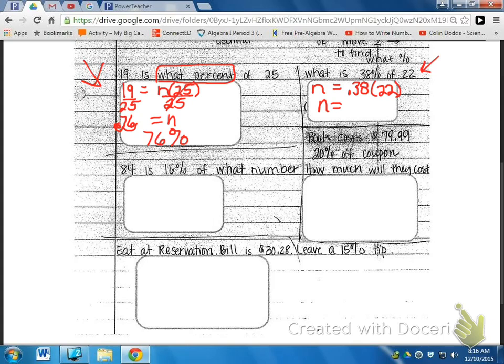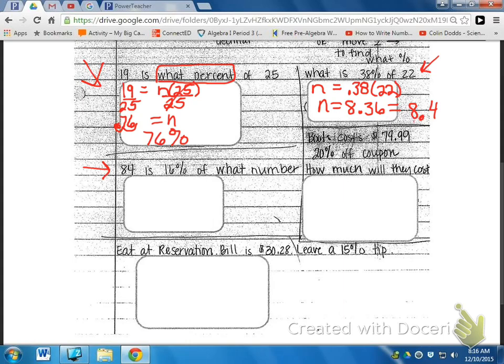So what'd you get? If you take 0.38 times 22, 8.36. If it tells you to round to the nearest tenth, then you would make that what? 8, what's the 6 tell you to do? 8.4. Alrighty, very good. Okay, 84 is 16% of what number? So we need somebody new to help try to do this one. Who wants to do this one?